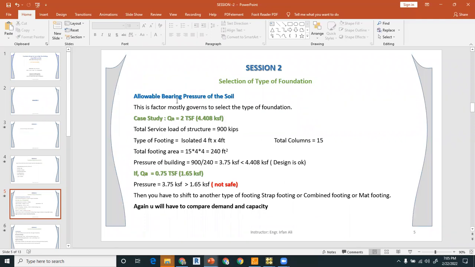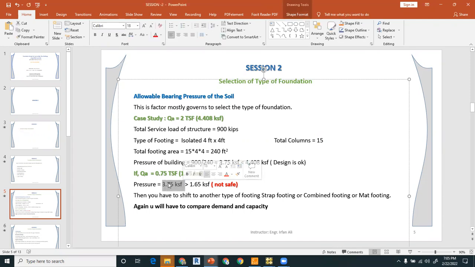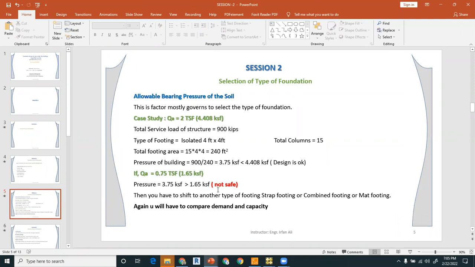So the main concern in this case study is, if the allowable bearing capacity is less and the demand is the same, what will happen? If the allowable bearing capacity is equal to 0.75 TSF, which is equal to 1.65 KSF, right? And the load is the same. If you divide 900 again, and compare this load, which is the same coming from the superstructure, 3.75, it is greater than 1.65, the allowable bearing capacity of the soil, which is not safe, right?